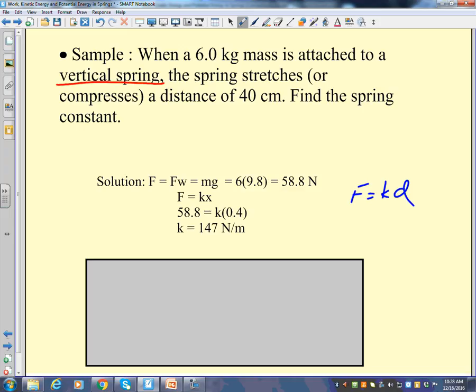Newtons per meter or Newton meter? Newtons per meter. 58.8. And notice you've got to be able to convert centimeters to meters. So we're going to divide by 0.4 and you get 147 newtons per meter. Like I said, generally these spring constant numbers tend to be large numbers, but that's because of that 1 meter thing.